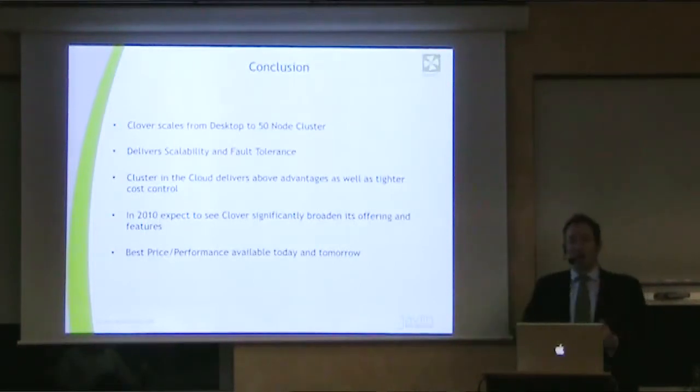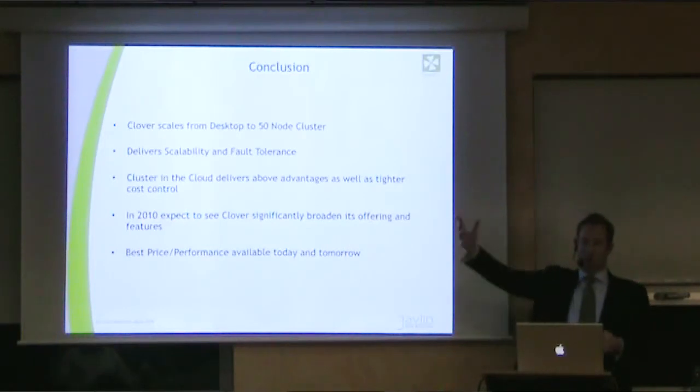So just to conclude, I hope I've shown nicely that Clover starts off with a desktop designer version, which is very easy, very flexible, very affordable, and then there are lots of stops along the way to ultimately a 50-node cluster. I think probably once you get beyond 50 nodes, you're not going to get huge advantages, but that's an awful lot of processing power by the time you get to 50 nodes in a cluster. We've seen demonstrated that it delivers scalability, fault tolerance. If you put it into the cloud, a lot of cost advantages.